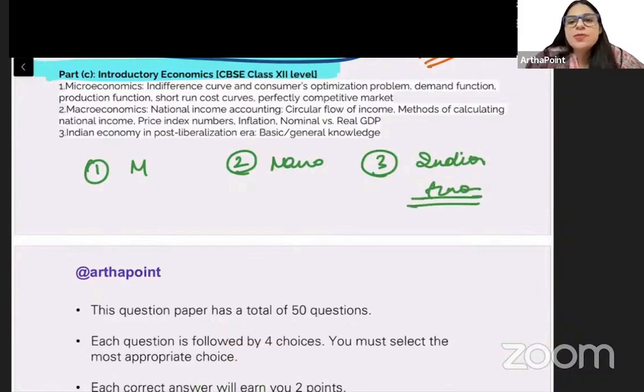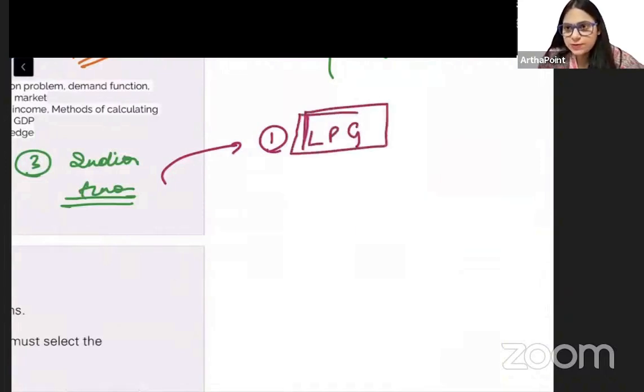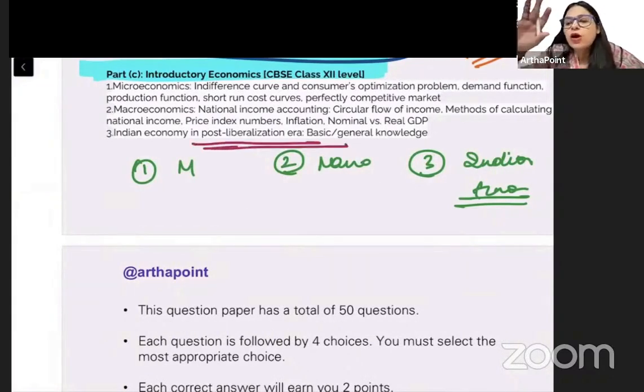For Indian eco, it simply says that in the post-liberalization era, which means it is very important that first of all, you revise liberalization, privatization, and globalization policies. And secondly, you don't have to focus on since independence or before independence. You don't have to focus on the British era. You just have to focus on the post-liberalization era, right? You just have to focus on what happened during 1991 and post-1991.